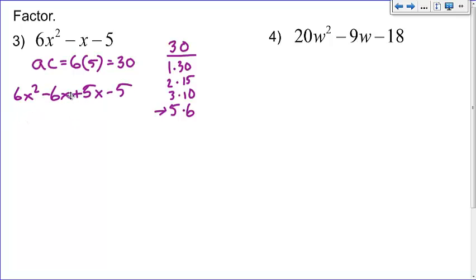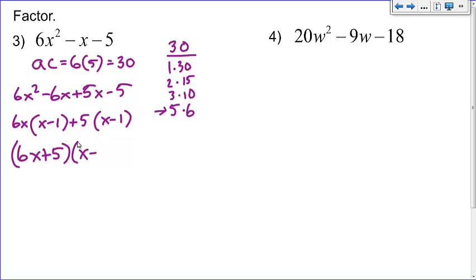And by the way, the order of these two is not relevant. It'll work either way. Now this one worked out kind of nicely because it allows me to immediately factor out a 6 and an x from the first term, which just leaves me with x minus 1. And over here I can factor out a 5, which leaves me with x minus 1. So 6x plus 5 times x minus 1 is the result.